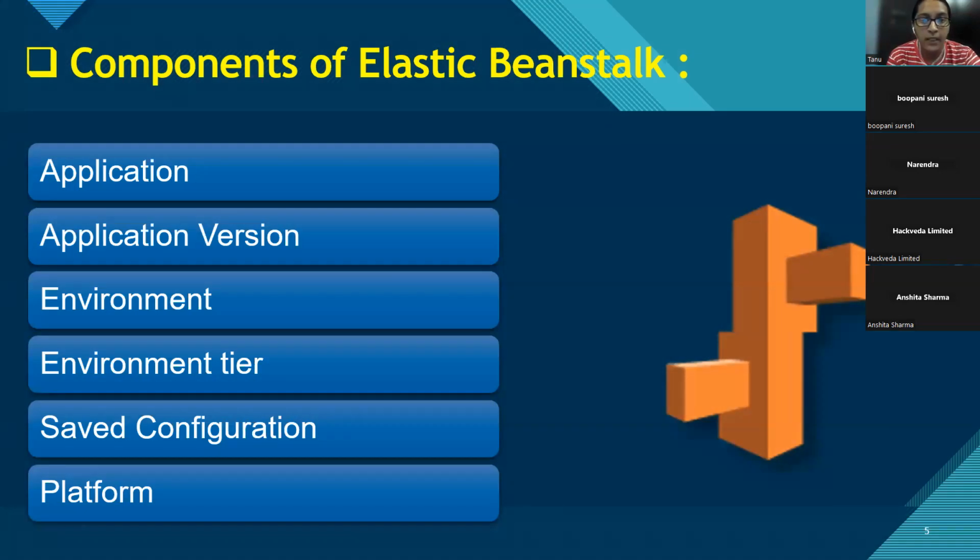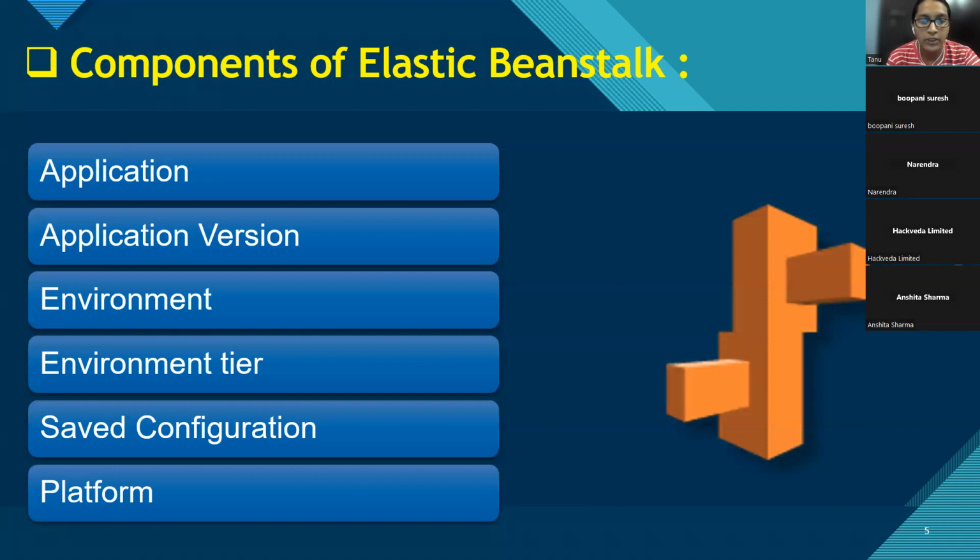Now, what are the components of Elastic Beanstalk, or what are the concepts of the Elastic Beanstalk environment in Amazon? First of all is the application. What do you understand by the application? Basically, an Elastic Beanstalk application is a logical collection of Elastic Beanstalk components, including environments, versions, and environment configuration. In Elastic Beanstalk, an application is conceptually similar to a folder.